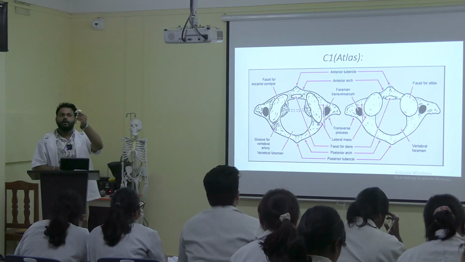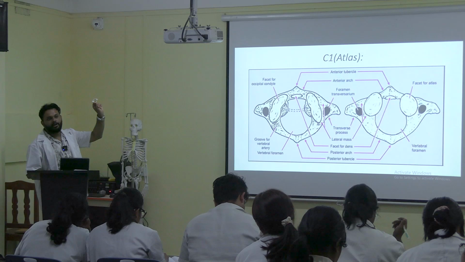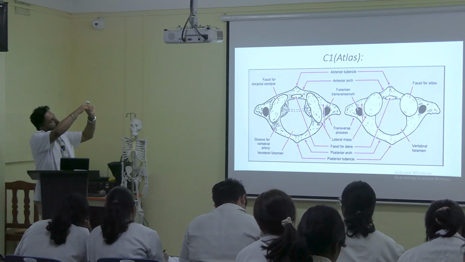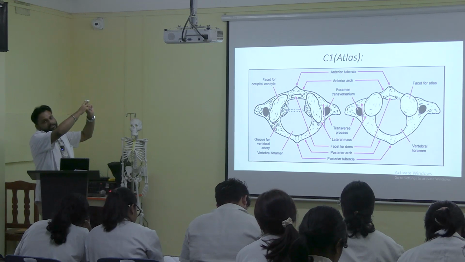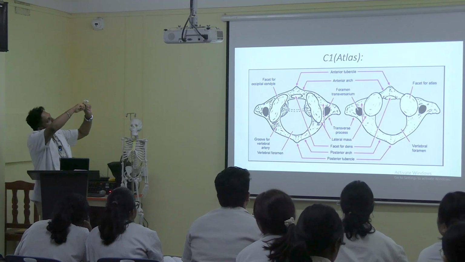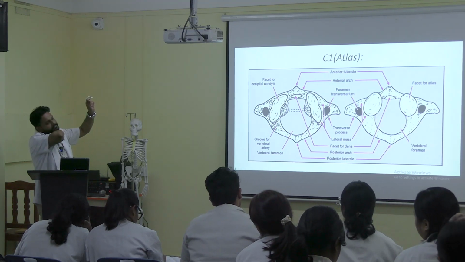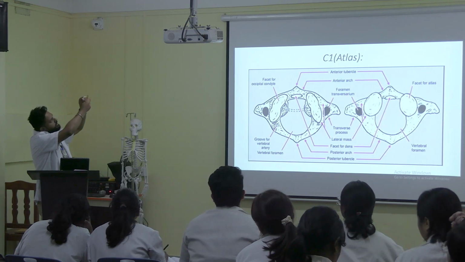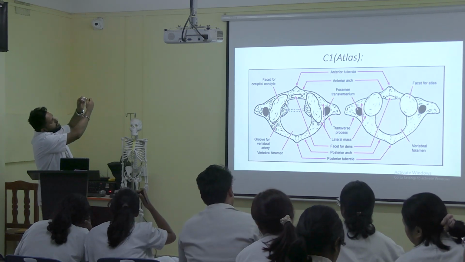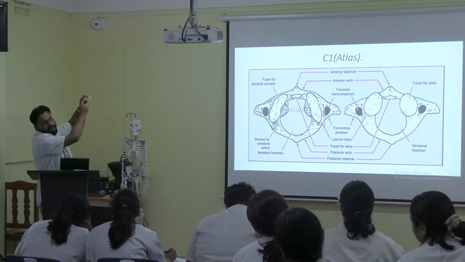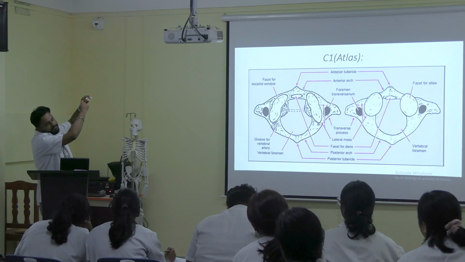Now see, this is your C1 or Atlas vertebra. What is this thing known as? This is known as the vertebral foramen. Okay. See, this is ring shaped, right? What is this thing? This is the anterior tubercle. This is the posterior tubercle. These two are the transverse processes. What are these foramens? Foramen transversarium. This is the vertebral foramen.